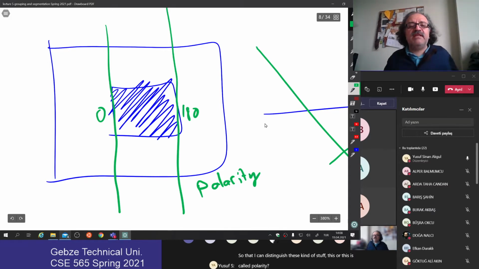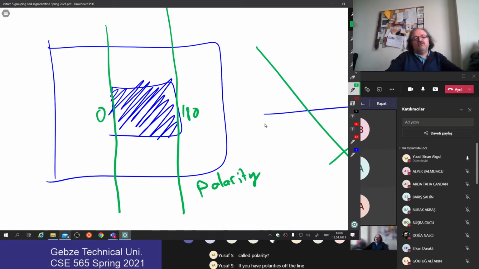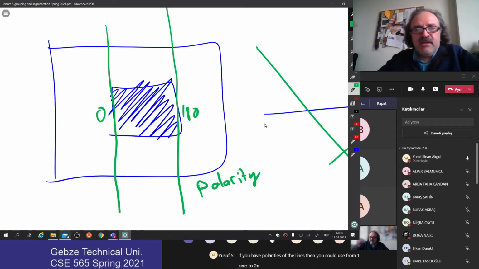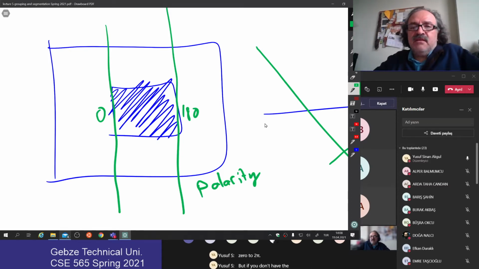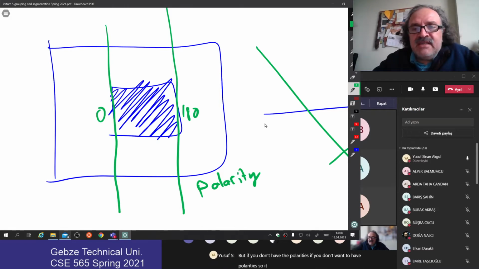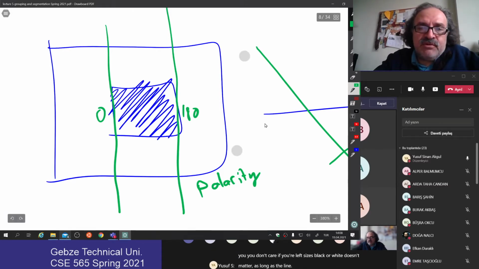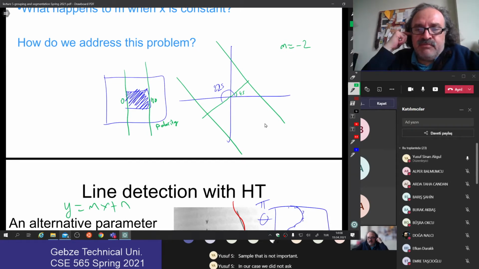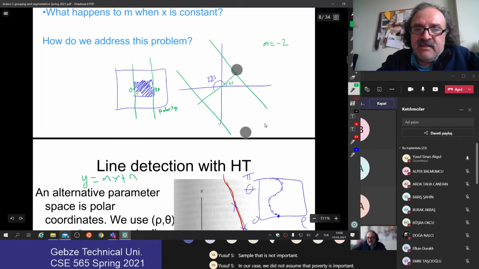If you have polarities of the lines, then you could use from 0 to 2 pi. But if you don't want to have polarities, so you don't care if your left side is black or white, as long as it's a line, then polarity is not important. In our case, we did not assume that polarity is important, and that's what we did.